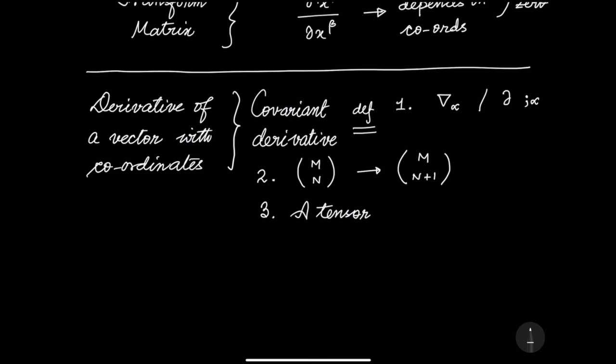So I want the covariant derivative. I want to define a derivative of a vector with respect to coordinates, where the derivative itself will be a tensor. So it will be linear in its components. So linear or affine. Sometimes it's also called an affine derivative because of that. It should follow the rules of derivatives, so follow the chain rule or Leibniz rules.